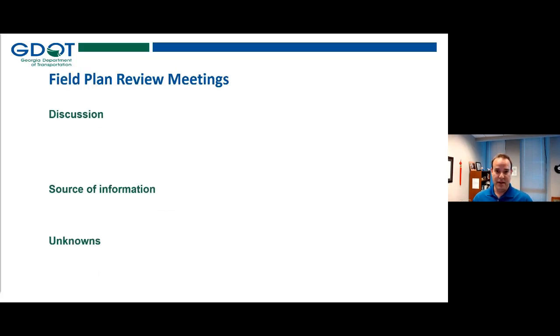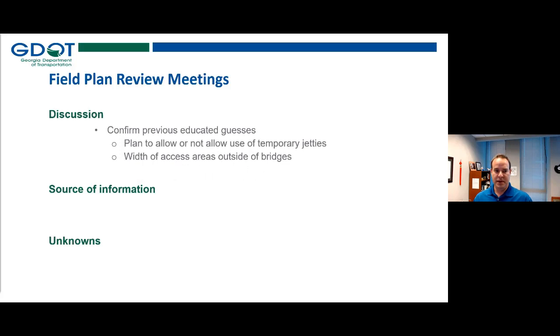My next slide is talking about both field plan review meetings. Again, some of this is very simple, but reinforcing the fact that we are confirming our previous educated guesses on these two topics. The sources of information are very straightforward, the plans themselves. We're really getting into a full, complete plan set of these two milestones. Unknowns are diminishing. By the time we go to PFPR, we know the vent locations because we have the preliminary bridge layout in hand for that meeting.